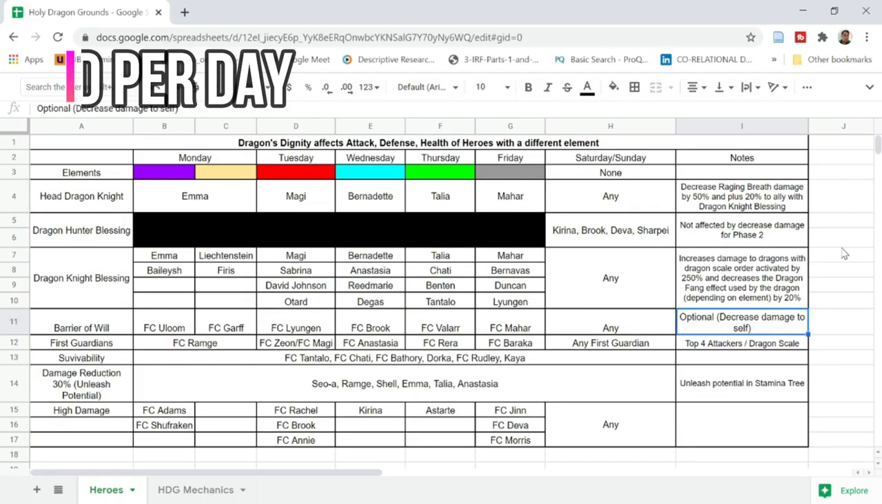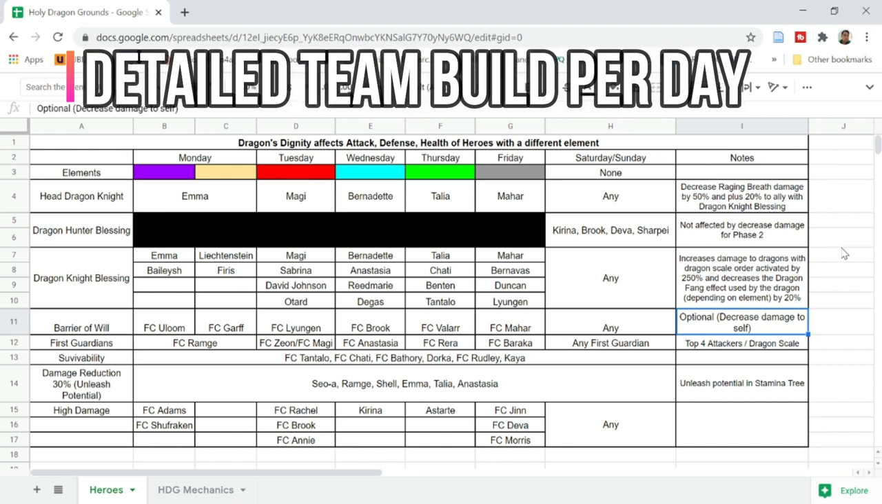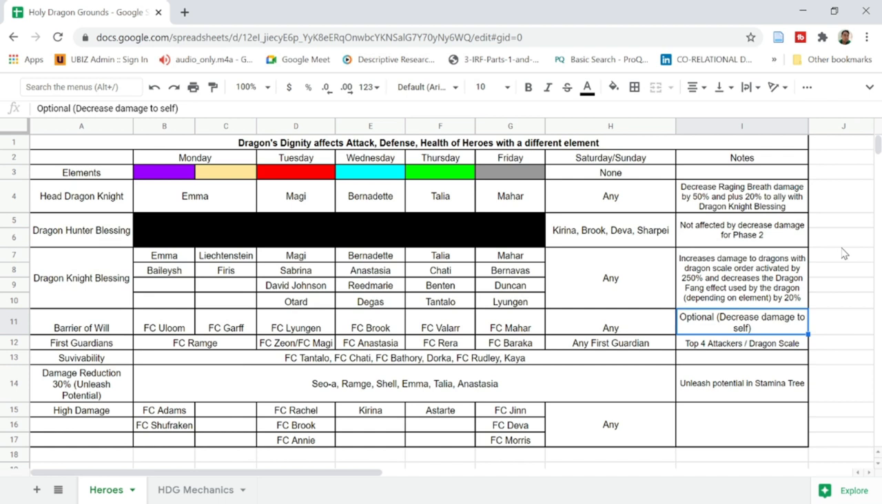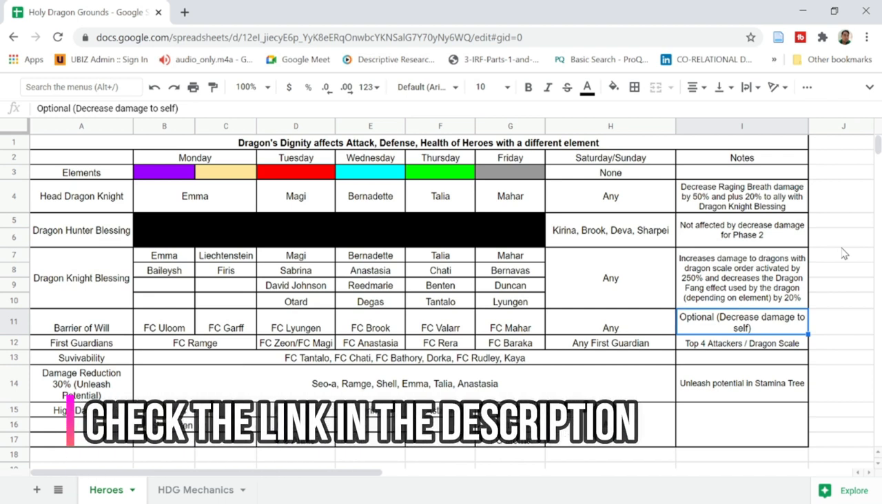So what I have here for you guys is a chart. It's kind of complicated, but it's the most detailed that I've made so far. To start off, Dragon's Dignity affects attack, defense, and health of heroes with different elements. So as much as possible, you bring heroes that correspond to the element of the day for the dragon so that attack, defense and health will not be affected. But if you can't, it's okay. It's not a problem as long as they have the ability to survive and put out a lot of damage as well. So we'll start with the different positions that you need for the dragon.